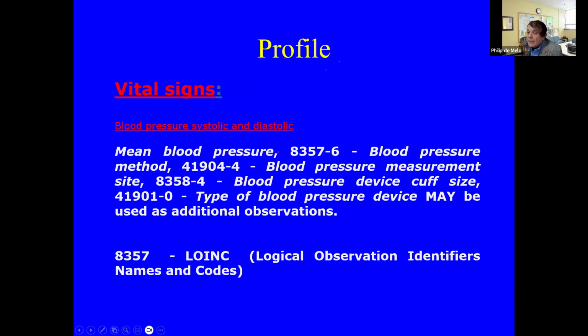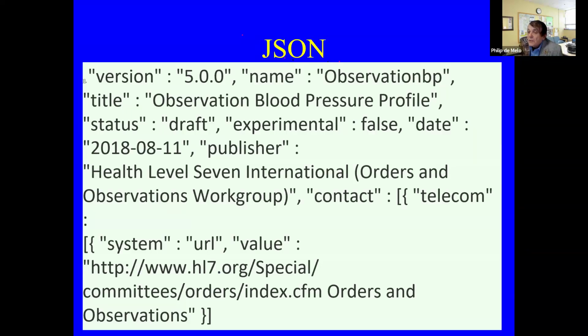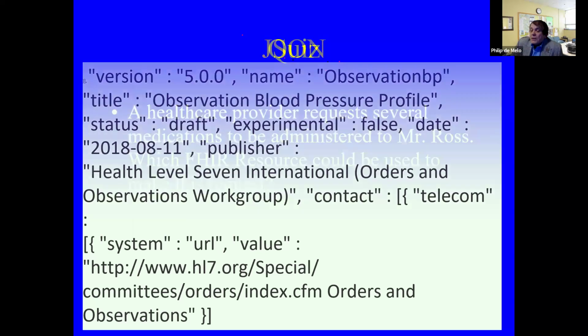It is very convenient to use it. Now, this is how JSON looks. What is good is that you can read it. It is readable. So, for example, you can have an observation blood pressure profile. You can read it. So JSON is good on that, compared to, for example, other formats.